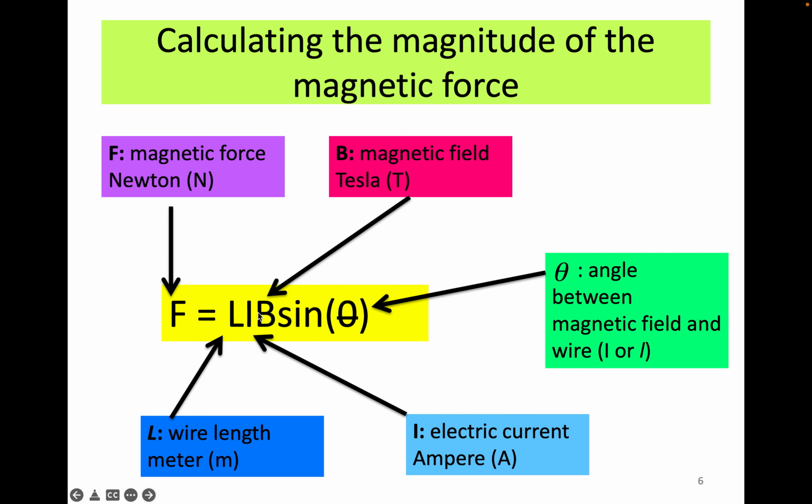Be comfortable with rearranging this as well. You might need to find B, you might need to find L or I. For that, you just take these to the other side and it becomes divide. If I wanted B, F divided by LI. Same idea if you wanted L, F divided by IB. And the sine theta, bring that across as well.